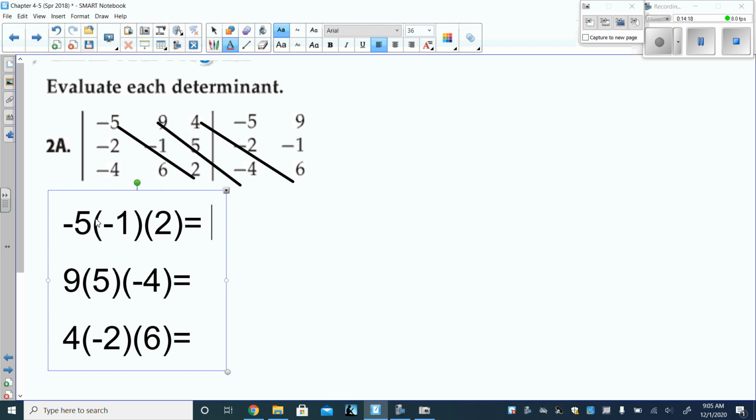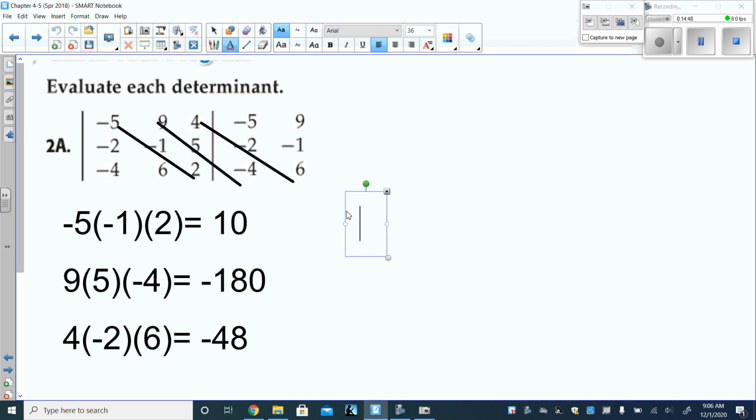And we can go on and simplify these, multiply these out. Well, -5 times -1 times 2 would give me +10. 9 times 5 will be 45, and 45 times -4 will be -180. And 4 times -2 will be -8, and -8 times 6 will be -48. And that's it for our first set of diagonals.